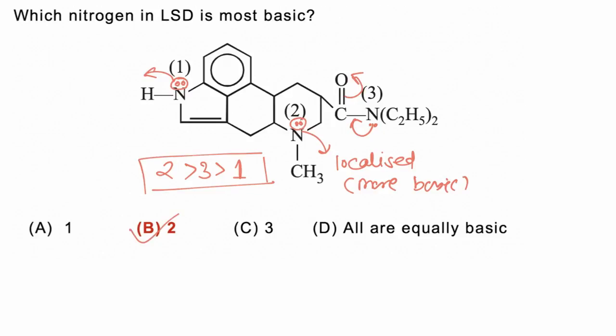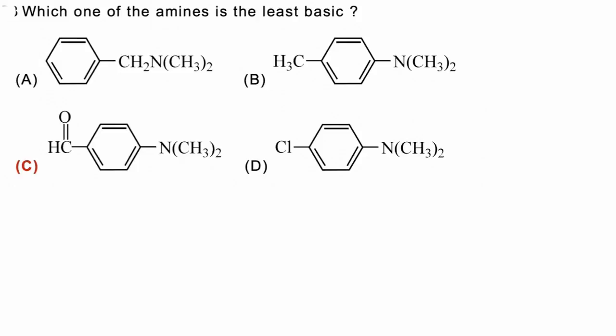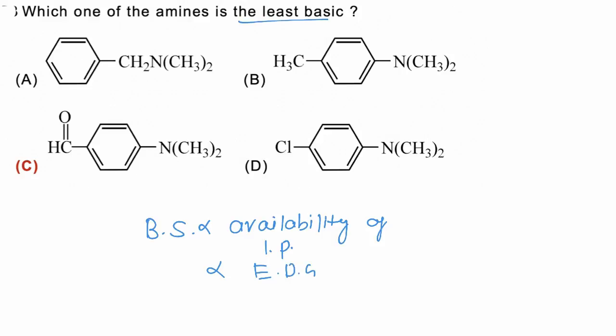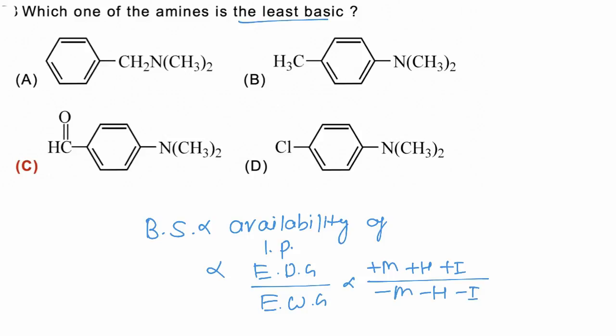and hence the correct answer is B. In this question we have to find which of the following is least basic. Now basic strength depends on the availability of the lone pair. Any effect which increases electron density on the nitrogen atom will increase basic strength. So we can write that an electron donating group increases basic strength, while an electron withdrawing group decreases basic strength. Now +M, +H and +I will increase basic strength, while -M, -H and -I will decrease basic strength.